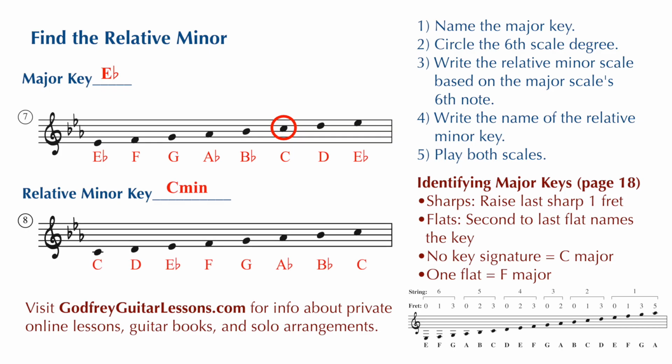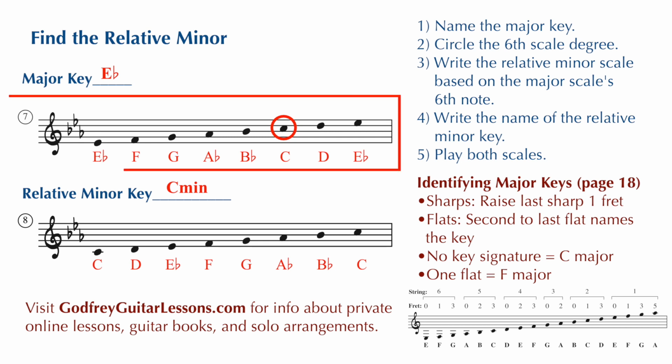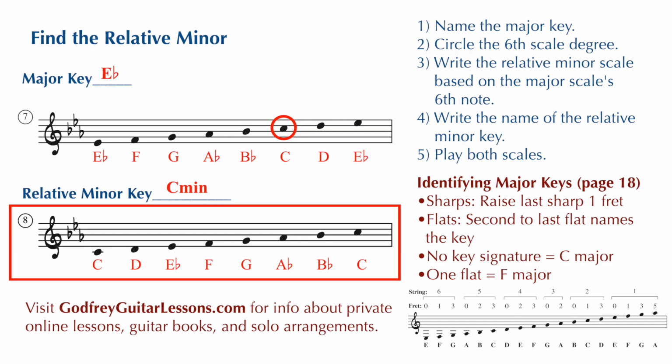Then write the name of the relative minor key to the left of this staff. Of course, this will be the key of C minor, the relative minor of E flat major. And then play an E flat major scale and its relative minor, C minor.